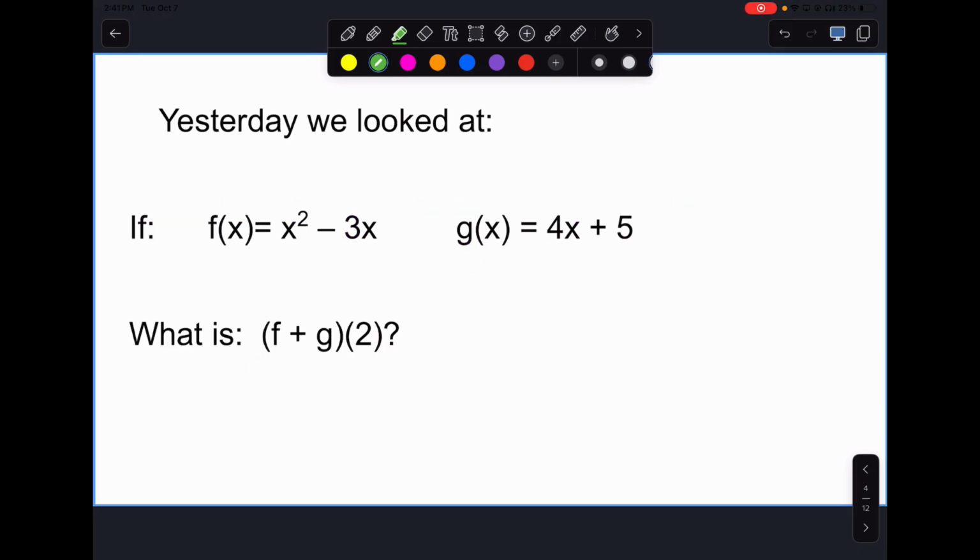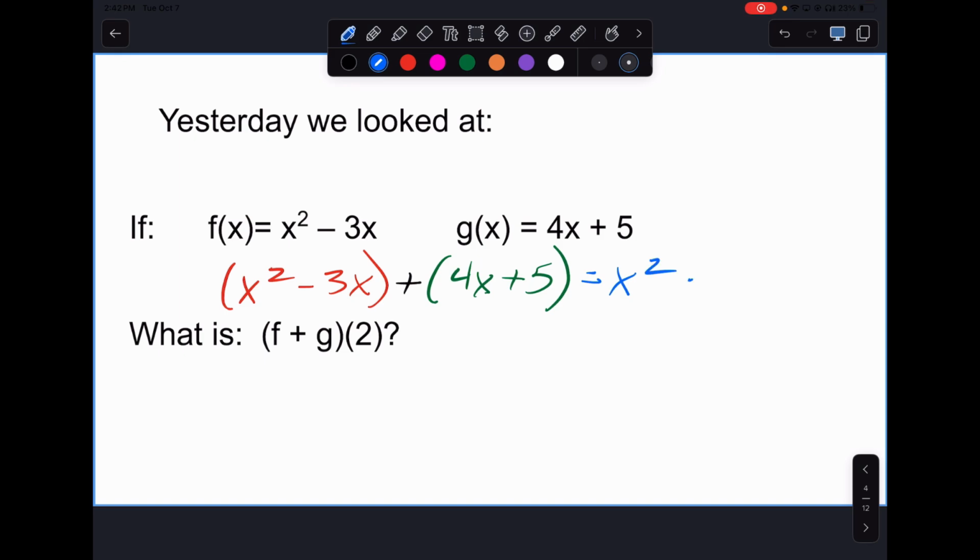Remember, yesterday we started with adding functions, subtracting functions, all of our operations with functions. For this one, I would take the f function, which I'm going to use red for, x squared minus 3x, and add it to my g function, which is 4x plus 5. There's nothing for me to distribute here, because that's a plus sign between the two binomials. I'm just going to combine like terms. That gives me x squared minus x plus 5.